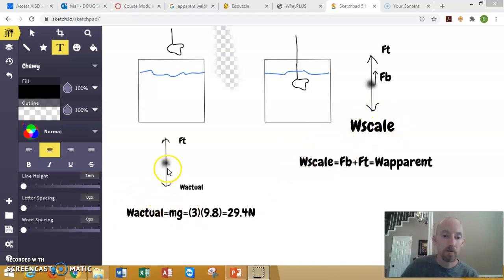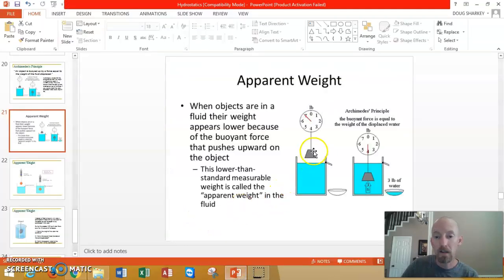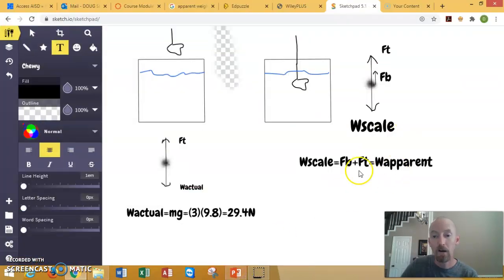This actual weight over here is what the scale would read before you put it into the water, and it was 29.4. That reading is going to be greater than whatever this is. So before you put it into the water, it's going to weigh more, and when you submerge it, oh my gosh, it weighs less. So this is called the actual weight. This would be what we call the apparent weight. So our apparent weight is equal to this downward force here.